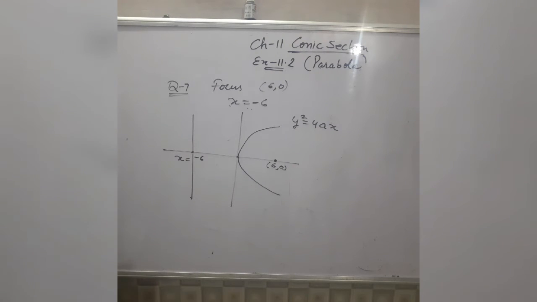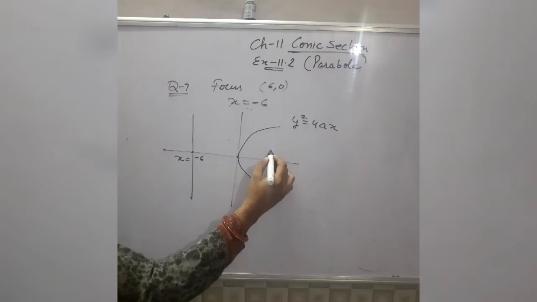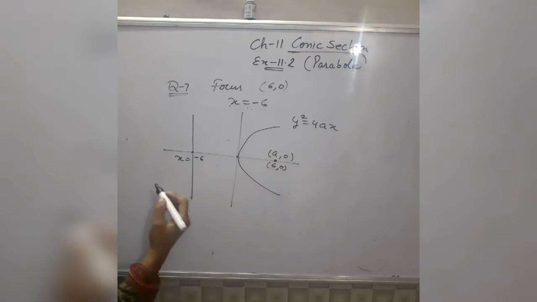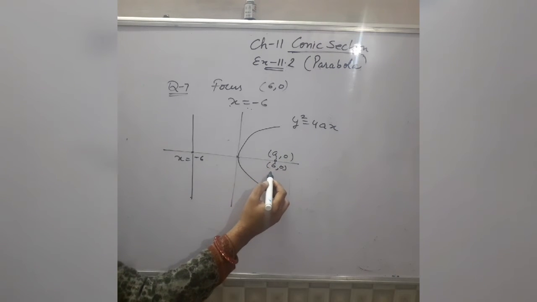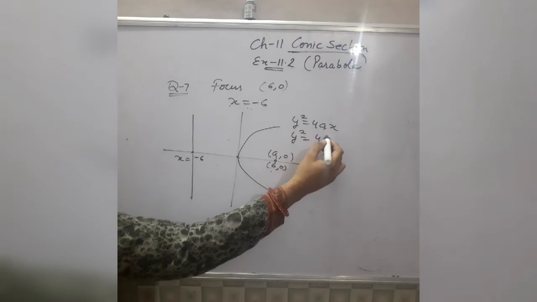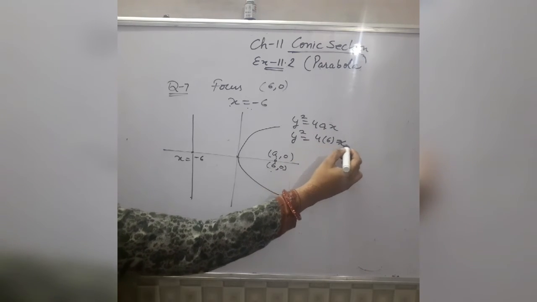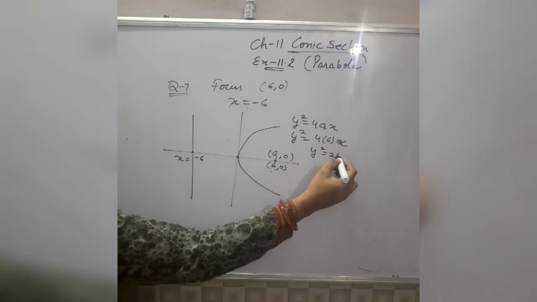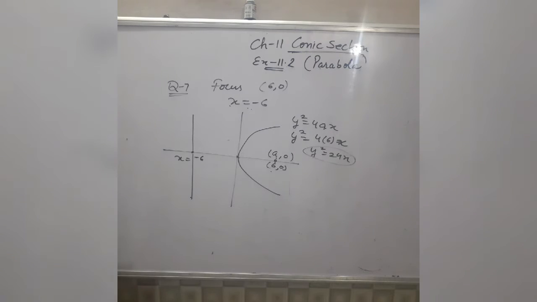And now we have to find out the value of a. The focus coordinates are (a, 0), so what is the value of a here? a is 6. So in place of a, put the value: 4 into 6 into x. So y square is equal to 24x. This is the equation of the parabola.